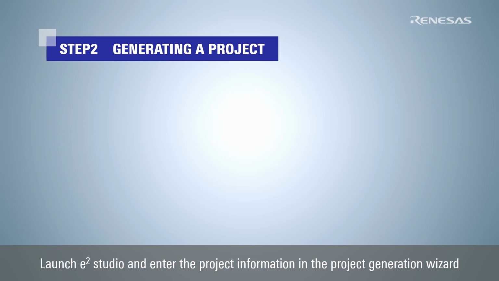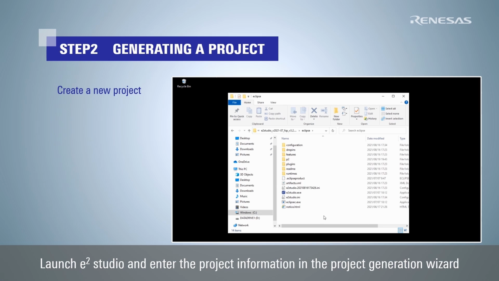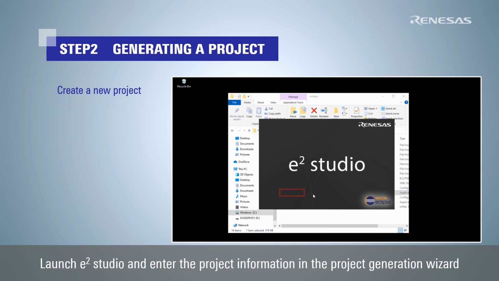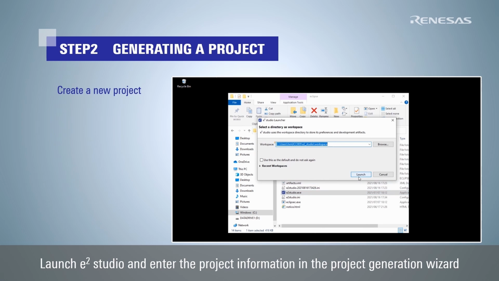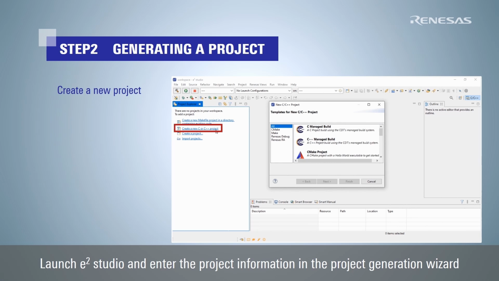This next chapter describes how to generate a project. In this video, we will generate a project using the Blinky template, which includes the LED blinking process. Launch eSquare Studio and click Create a new C or C++ project on the Project Explorer tab. Select Renesas RA and Renesas RAC C++ project.